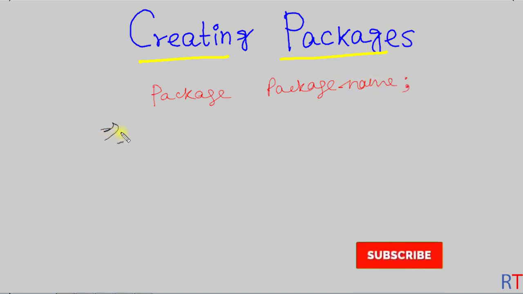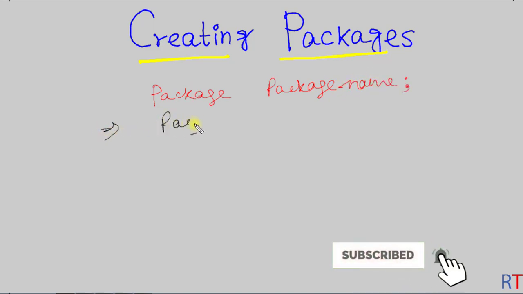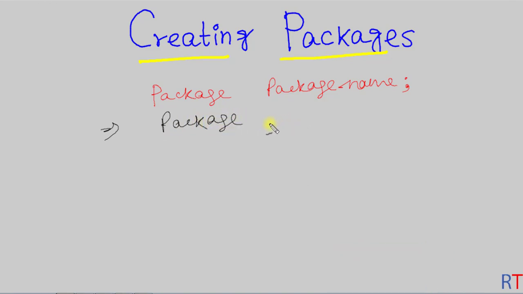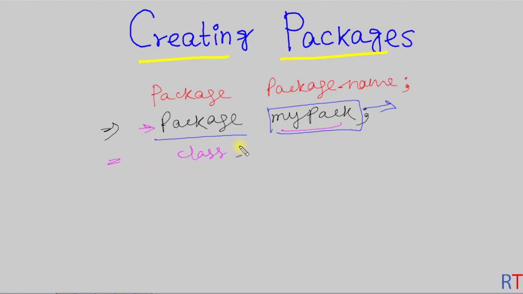Like an example, we can create one package mypack, so we have to write package followed by mypack, and this line of statement will create one package called mypack. Now to add classes to that package, that package statement has to be the first line of the program, and below that we can have class A and class B. Then both class A and class B will be added to the package called mypack.